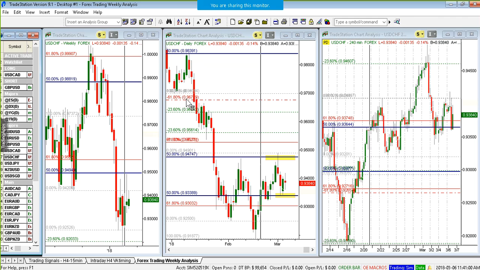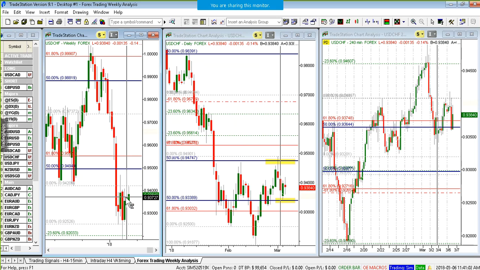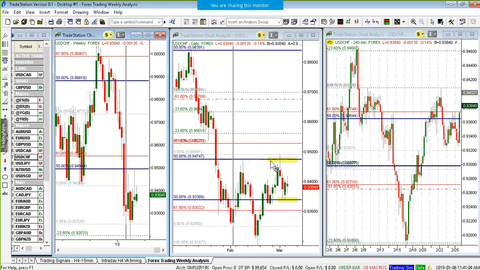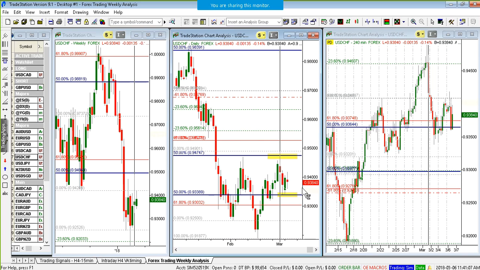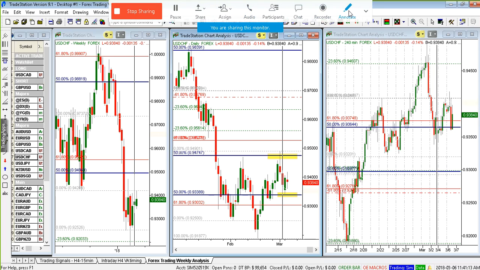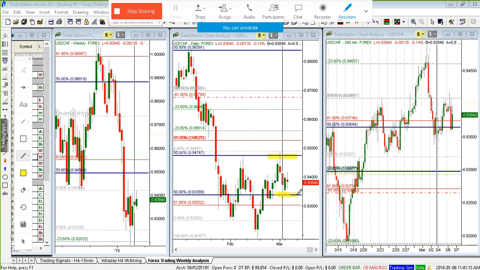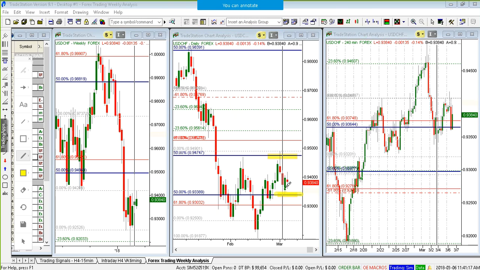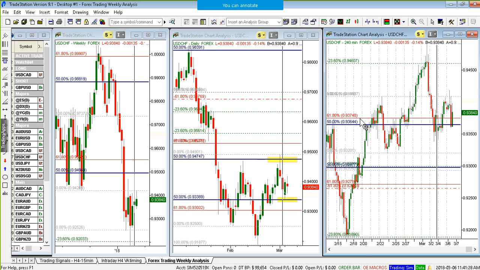US dollar Swiss franc has tested the 94.74 clearly here, pushing that price lower, but the 50% long at 93.38 also held. That has held yesterday here, and is actually helping price higher. So that level has been retested here.